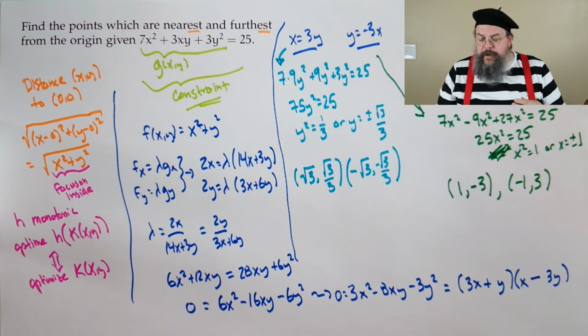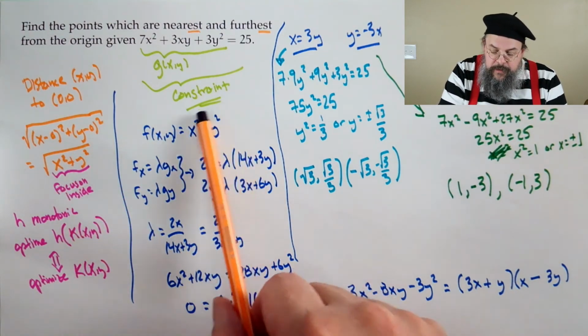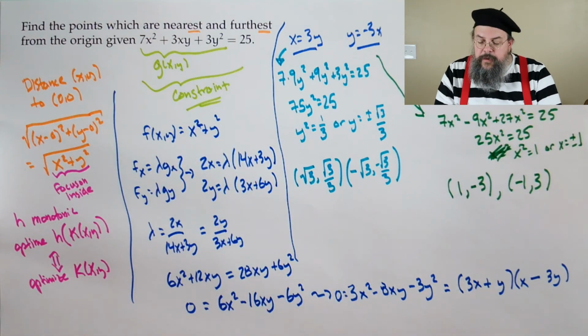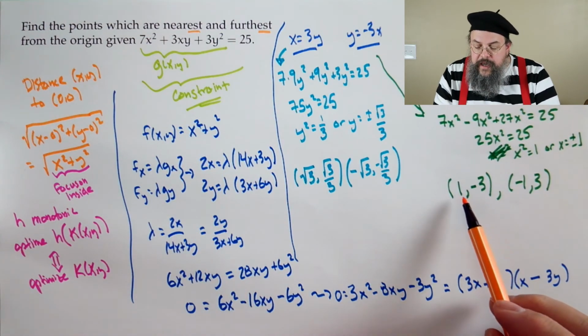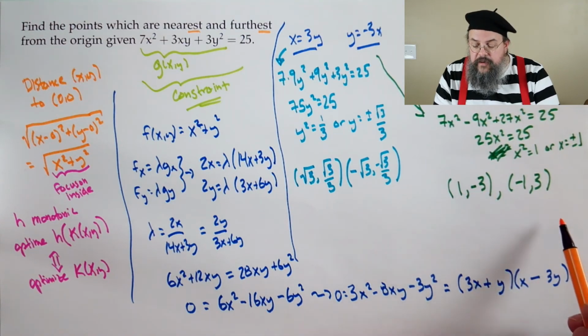So let's just think about what happens when we look at x squared plus y squared, because that's what we're trying to optimize, right? Come back to x squared plus y squared. If we go here, our function x squared plus y squared would be 1 plus 9. So this would get our function equals 10 for those 2 points.